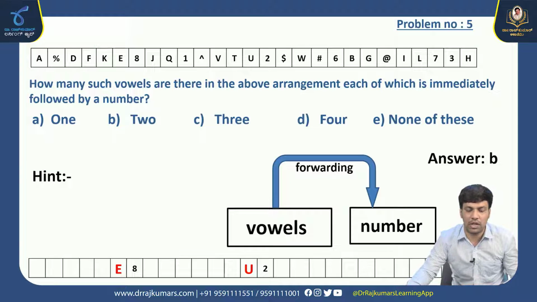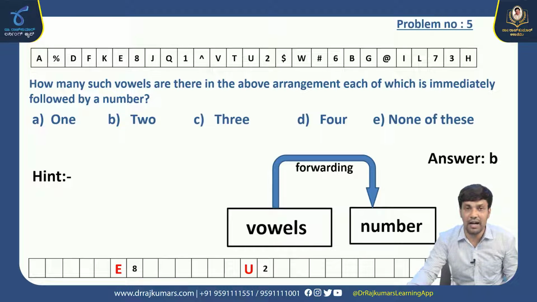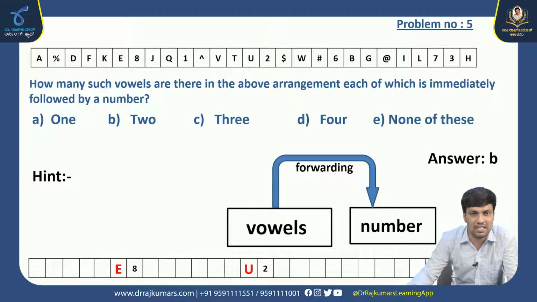On searching the above tabulation, we have two parameters which are meeting the above requirement, that is the letters E and U. The vowels are E and U. E and U are strictly following the above condition. After E we have 8, that is a number. After U we have 2, that is a number. So these two vowels are meeting the above requirement. So the right option for this question is option B.